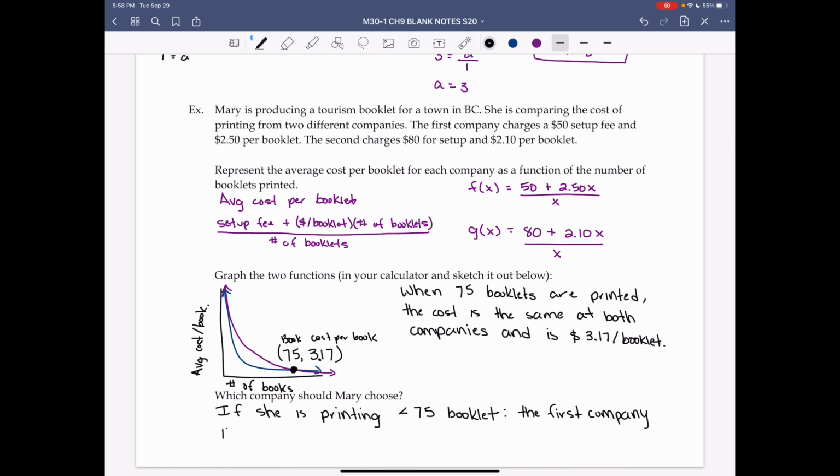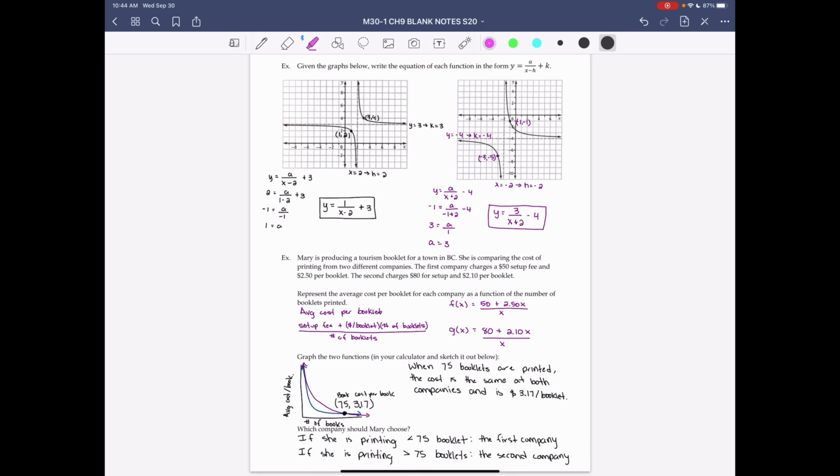And then if she is printing greater than 75 booklets, then the second company. Because after 75 booklets where they are the same, then the second company would start to cost less. So depending on the number of booklets she's going to be printing. That brings us to the end of chapter 9.1.